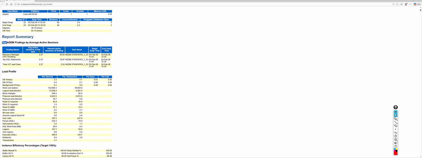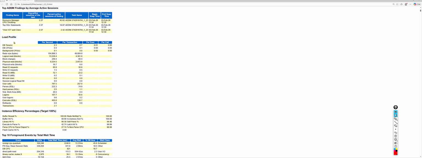Okay, so next comes the report summary. So this is the top ADDM findings. You don't need to look at this particular section as of now. So next comes the load profile.